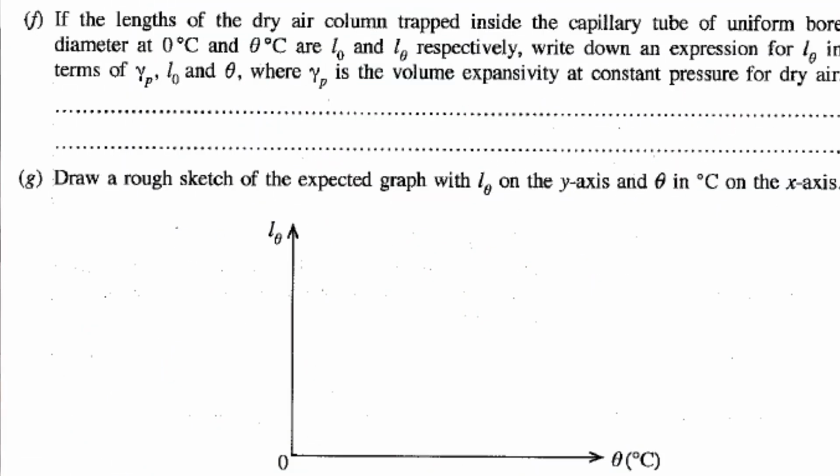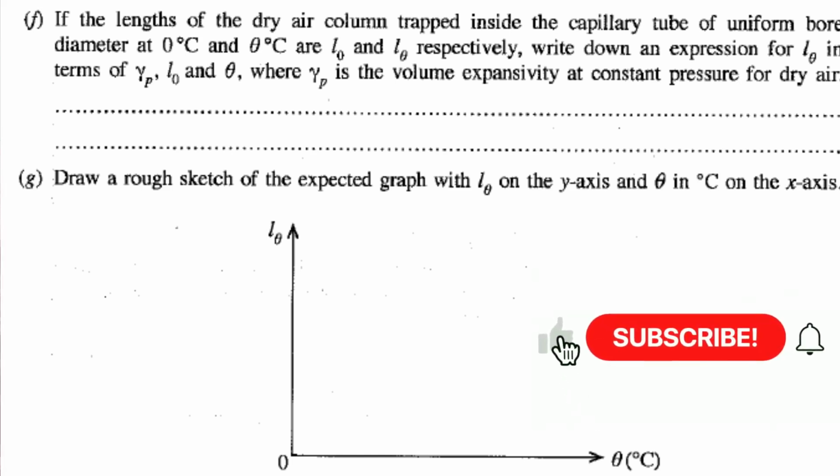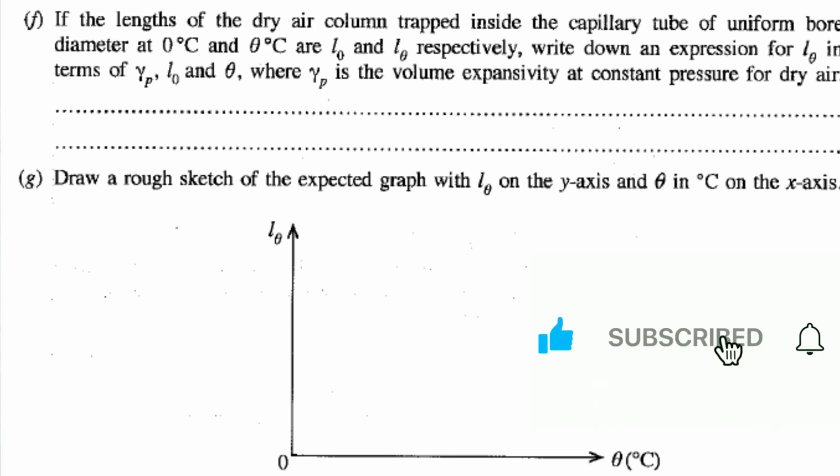Then part F, if the length of the dry air column inside the capillary tube of uniform bore diameter at 0 degrees and theta degrees are L0 and L theta respectively, write down an expression for L theta in terms of gamma p, L0 and theta, where gamma p is the volume expansivity at constant pressure for dry air.